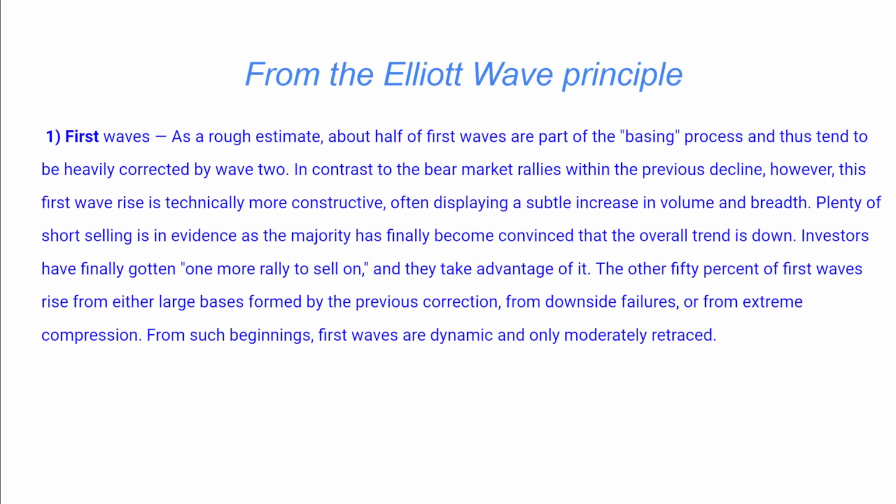So here from the Elliott Wave Principle: first waves, as a rough estimate, about half of first waves are part of the basing process and thus tend to be heavily corrected by wave two. In contrast to bear market rallies within the previous decline, however, this first wave rise is technically more constructive, often displaying a subtle increase in volume and breadth. I will point out here very quickly that most of this literature is based around indexes, I would suggest, Dow Jones, etc. Plenty of short selling is in evidence as the majority has finally become convinced that the overall trend is down. Investors have finally gotten one more rally to sell on, and they take advantage of it.